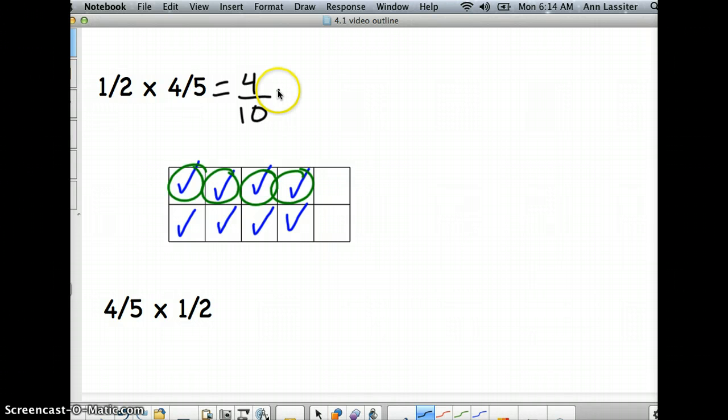And 4/10 can be simplified. If I divide both of them by 2, I get 2/5.